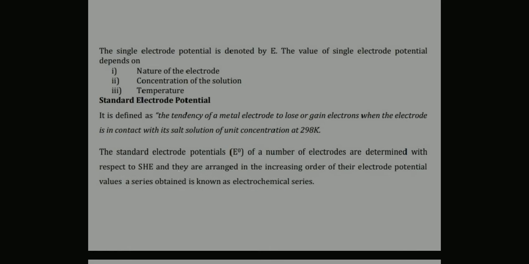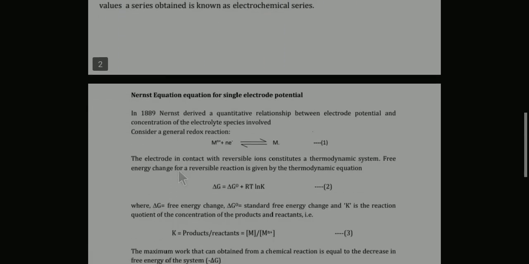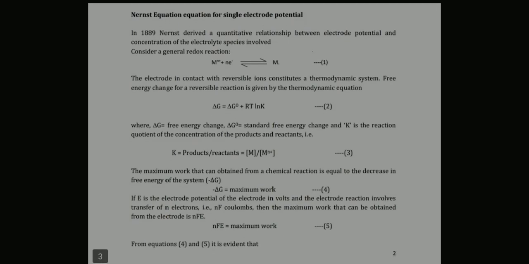Okay, so now the next thing is the Nernst equation for a single electrode potential. This is a fixed question in your final as well as internal exams. Sometimes they may ask it for 6 to 7 marks or else 8 marks.